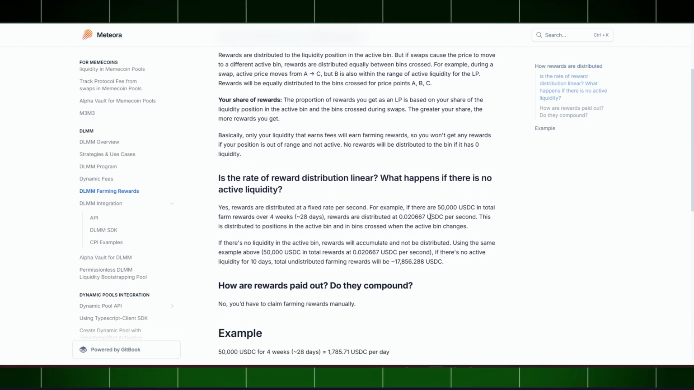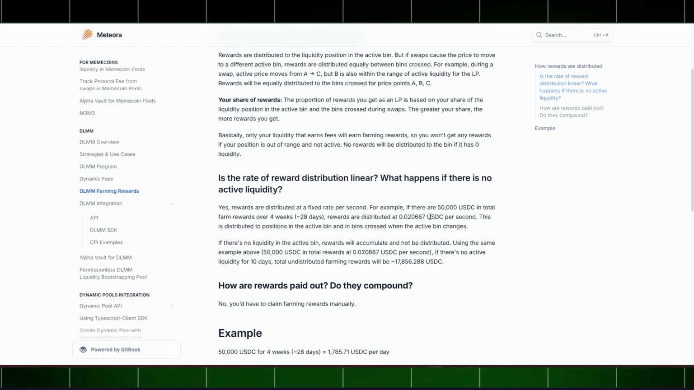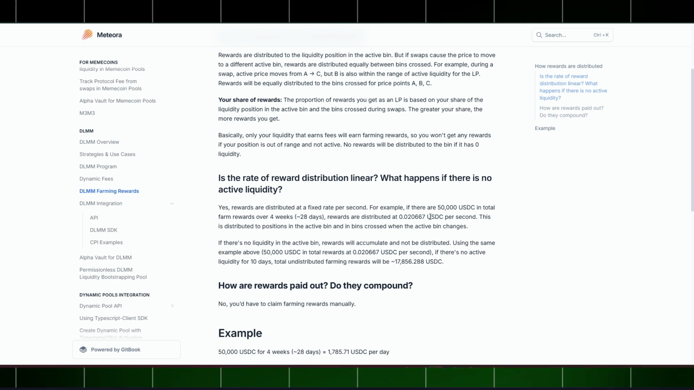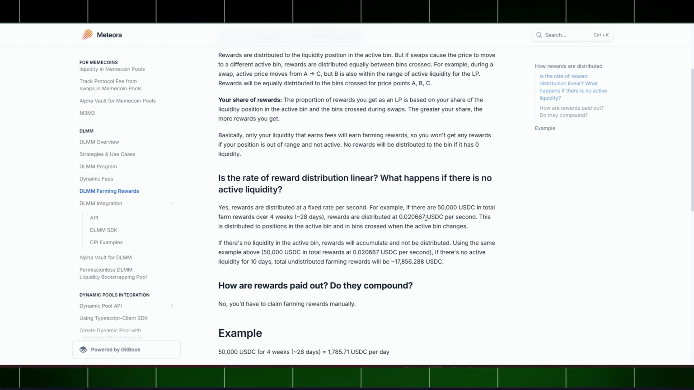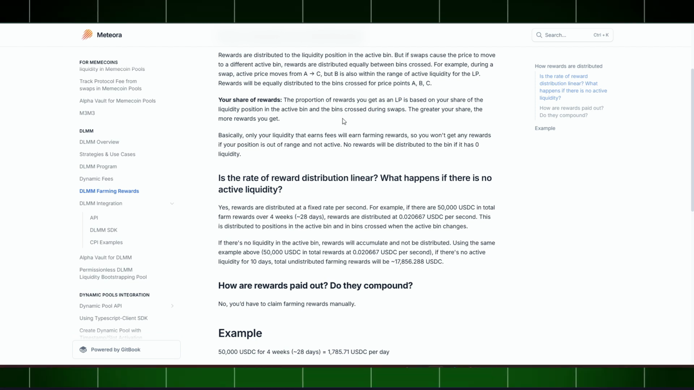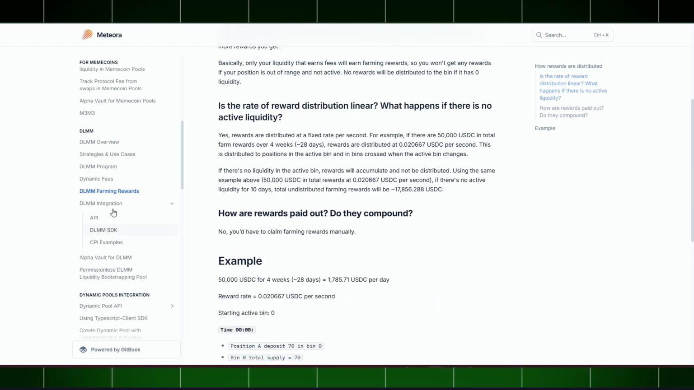So, for example, if the current price of SOL-USDC is $20 and the bin step is 25 basis points, so 0.25%, the next bin would be 20.05, 20.1, and so on. So only the active bins earn fees. So the liquidity in each bin is calculated.